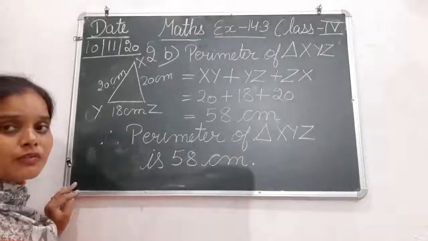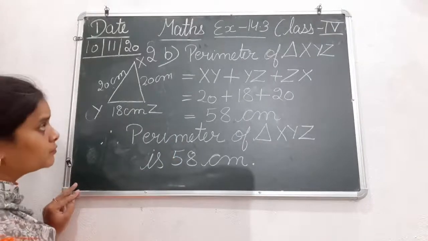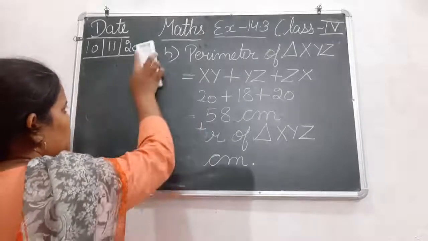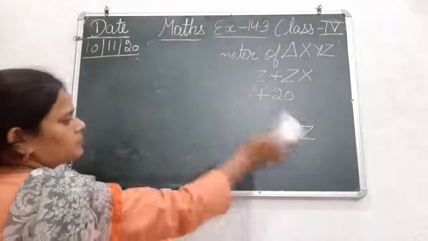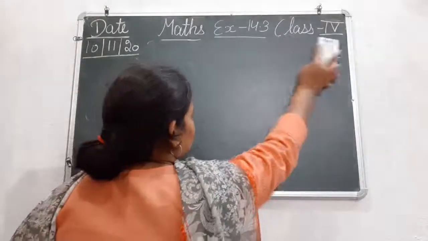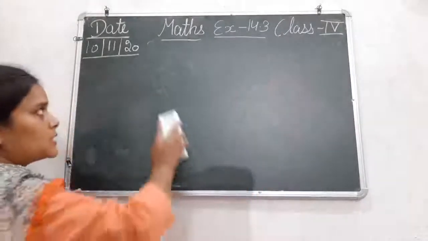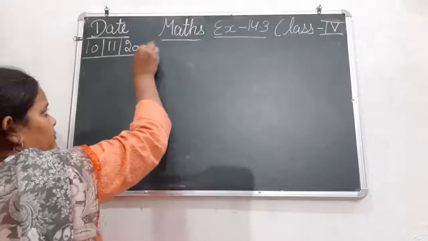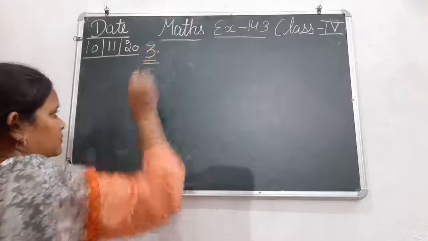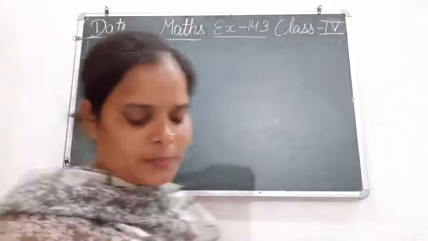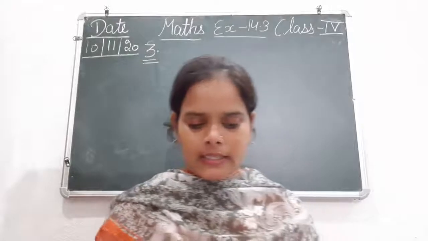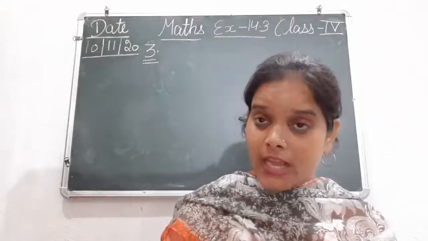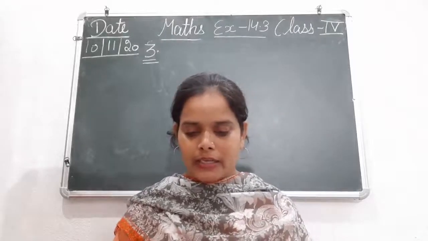You can just pause your video here and write it down. चलिए, let's move to question number 3. This is the next question, that is question number 3. The question number 3 is: the length and breadth of rectangles are given, find the perimeter.